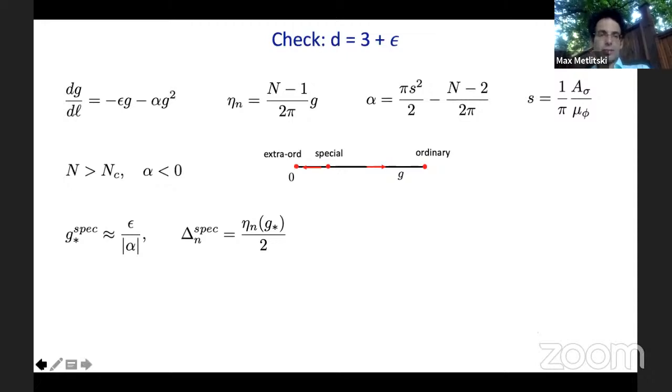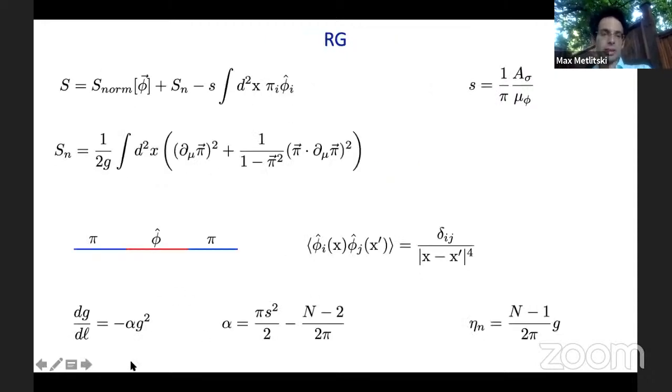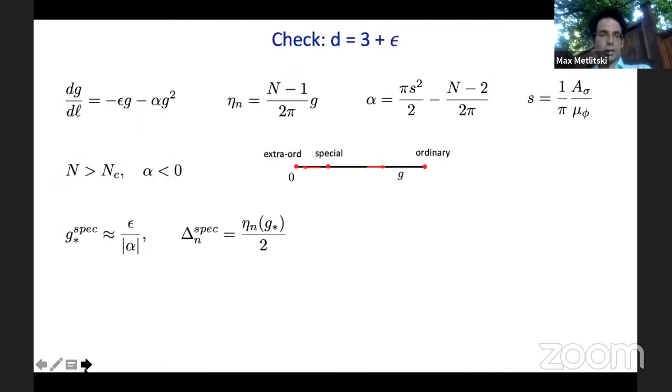I was initially skeptical of my own analysis, but there is a very non-trivial check on this analysis, which is that you can repeat the same analysis when the dimension is just slightly above 3 dimensions. Above 3 dimensions, we know we have a special fixed point. No question about that. We have the extraordinary fixed point and we have the special fixed point. And moreover, for large n, we know the scaling dimensions at the special fixed point. So we can compare to this RG analysis when the dimension is just slightly larger than 3.